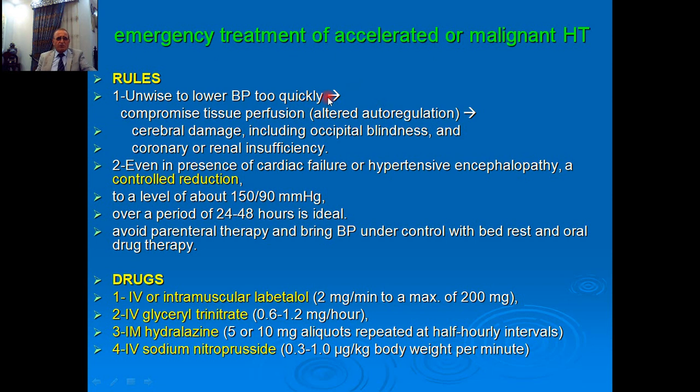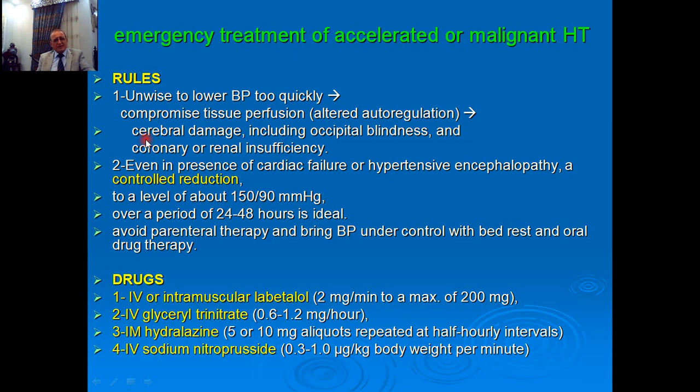Now, last few points, emergency treatment of accelerated or malignant hypertension. Be careful, as I told you, it's unwise to lower the blood pressure too quickly because you will compromise tissue perfusion. There is something called altered tissue autoregulation. The body tries itself to modulate the blood flow. If you lower suddenly, there will be altered autoregulation already there.